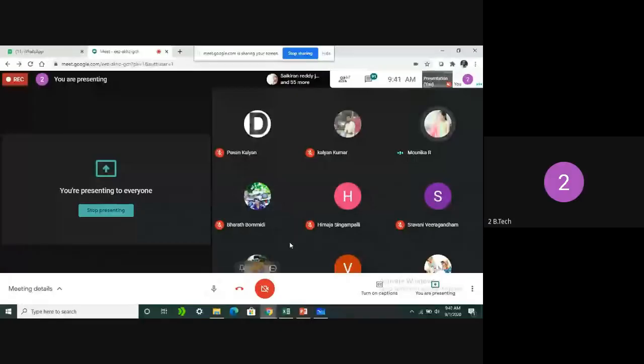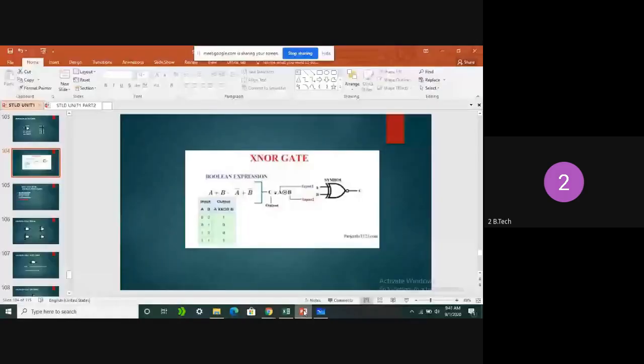And exclusive gate and XNOR gate. XNOR gate is called a similarity gate. Why? Because if inputs are similar, then it is going to produce a high output. If inputs are dissimilar, it is going to produce a low output in the XNOR gate.